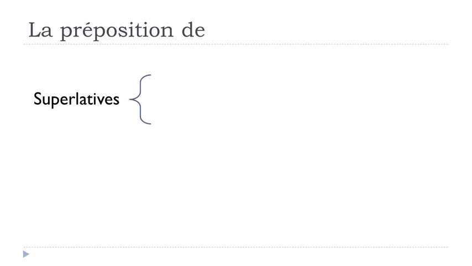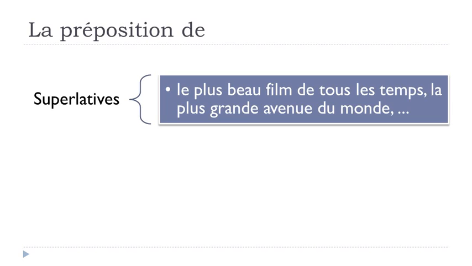Normally we tend to use as well this preposition de when we use these superlatives. So for instance here, le plus beau film de tous les temps, of all time. Le plus beau, most beautiful, beau is beautiful, film, movie, de tous les temps, of all times. Le plus beau film de tous les temps.